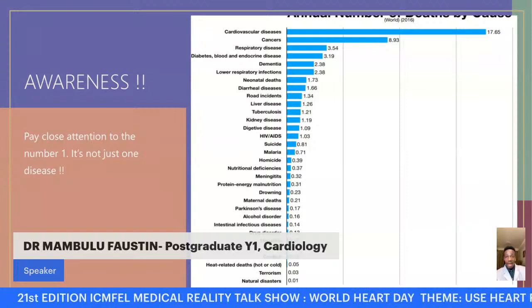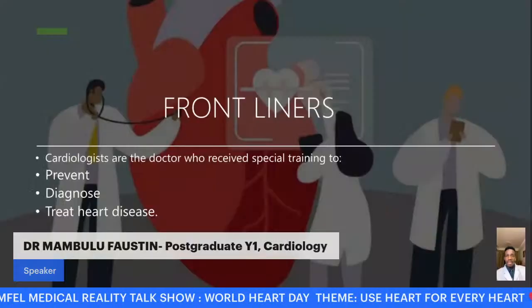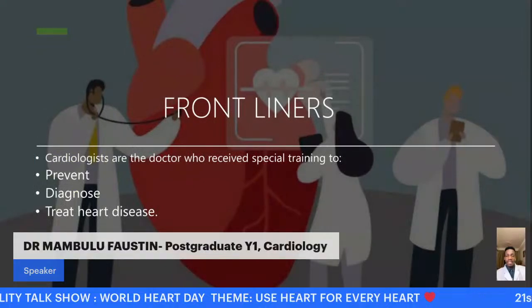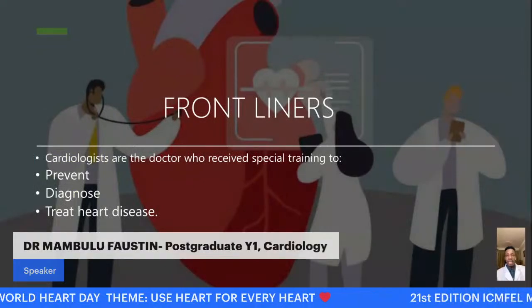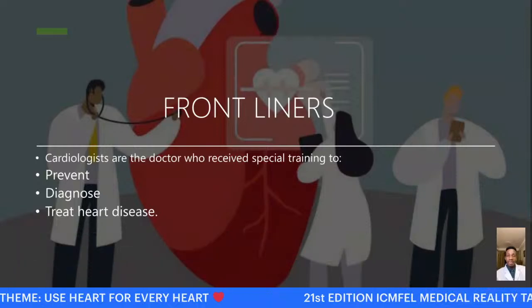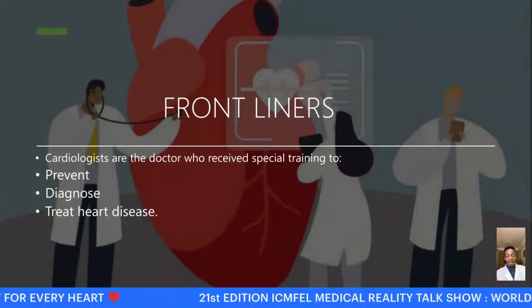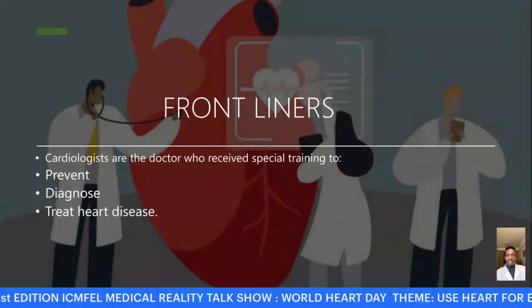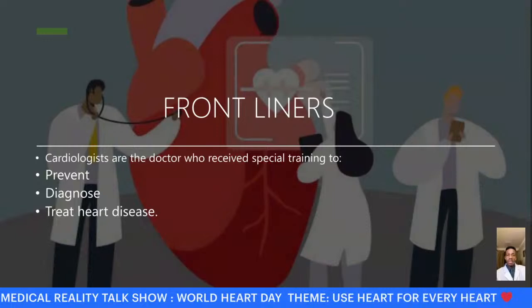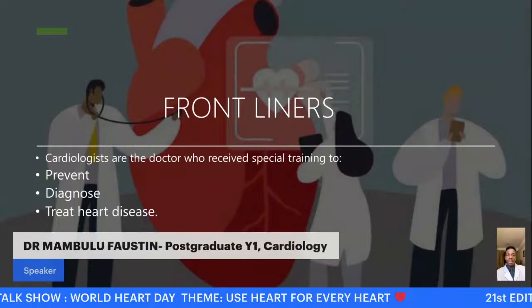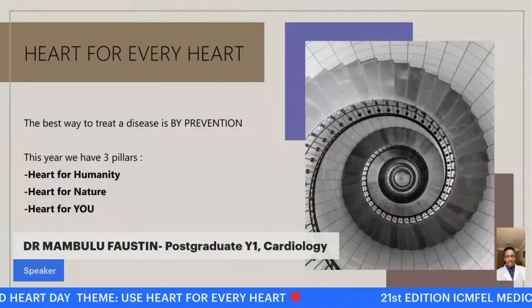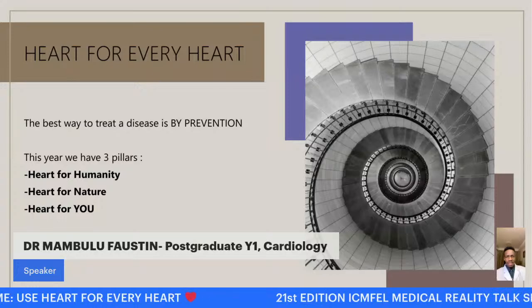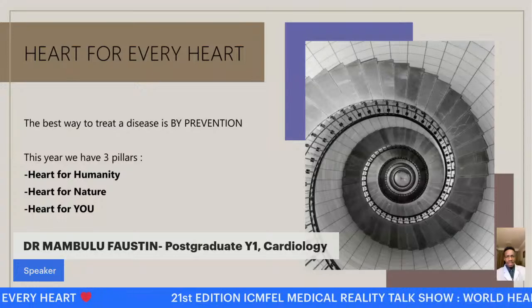a lot of people are suffering from this disease. The CVD is killing a lot of people. I am Dr. Faustin from Congo, currently in China, and I'm a cardiologist. So I'm going to talk about that aspect. We can see that this year the World Heart Day has three steps.